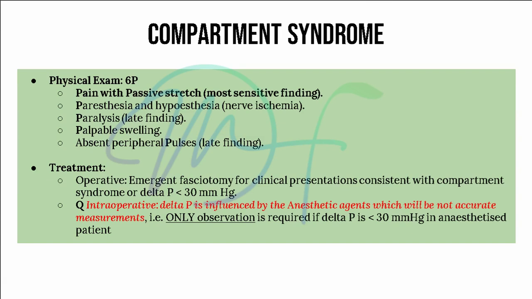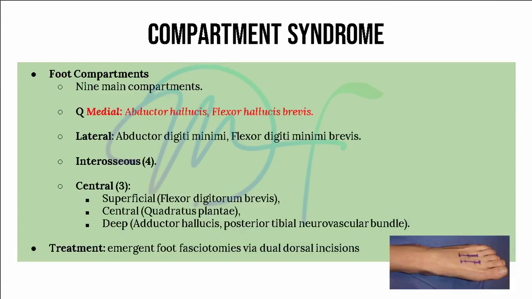The foot is divided into 9 main compartments. The medial compartment includes the abductor hallucis and flexor hallucis brevis muscles. The lateral compartment comprises the abductor digiti minimi and flexor digiti minimi brevis. There are 4 interosseous compartments and 3 central compartments.